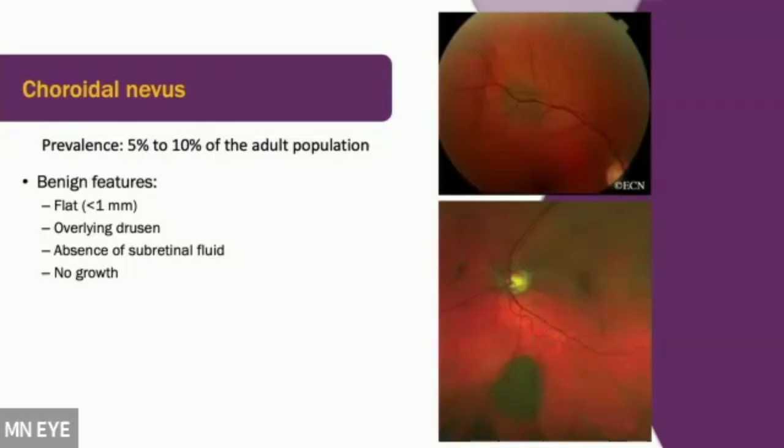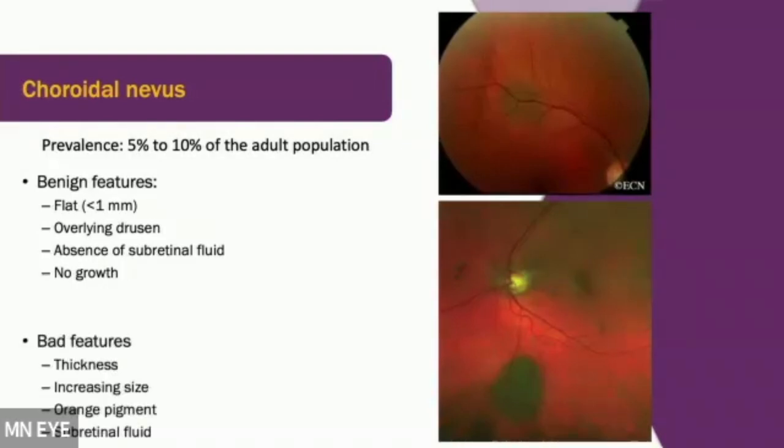Absence of subretinal fluid. Of course, if there is subretinal fluid, this is probably showing that this is a rapidly progressing mass, and could be a malignant choroidal melanoma. And of course, no growth, right? So we followed this patient who was in our practice. Now we took over, took another Optos picture, exact same size. So this is probably just fine. We can just follow up the patient on a yearly basis.